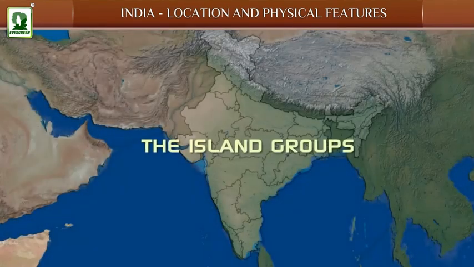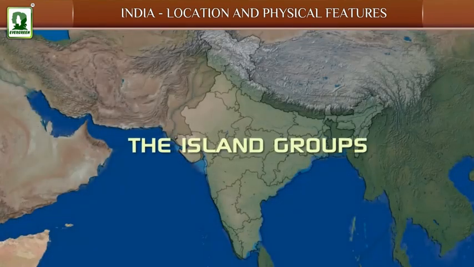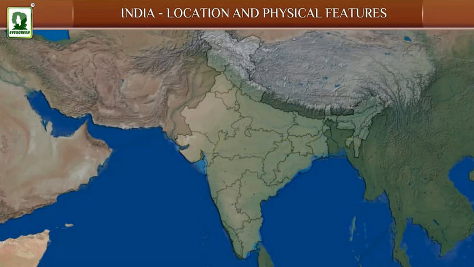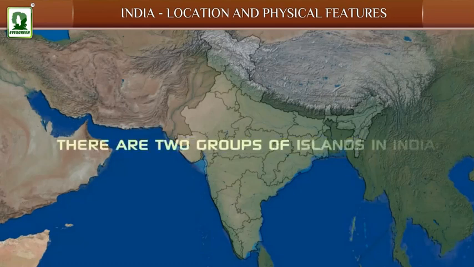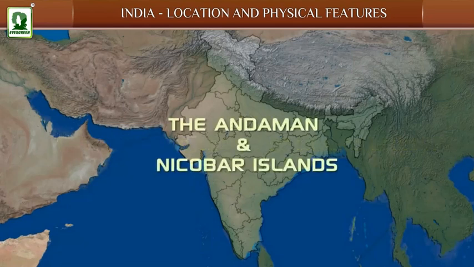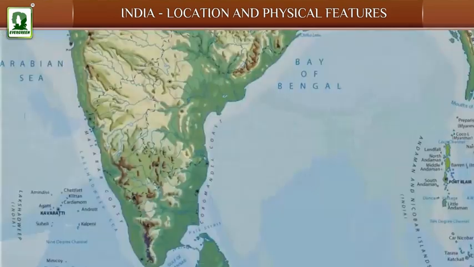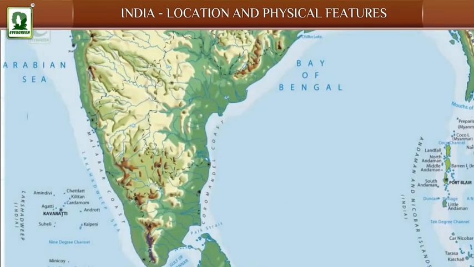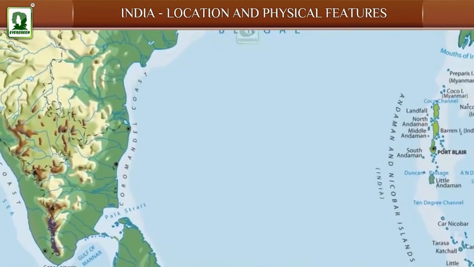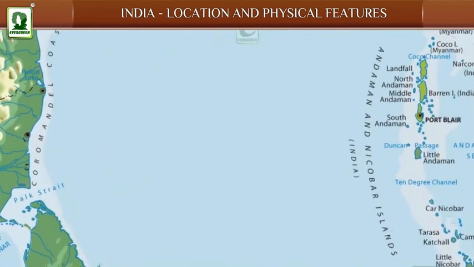The island groups. There are two groups of islands in India: the Andaman and Nicobar Islands. Located in the Bay of Bengal, these islands are a group of 300 islands. Many of these are uninhabited.